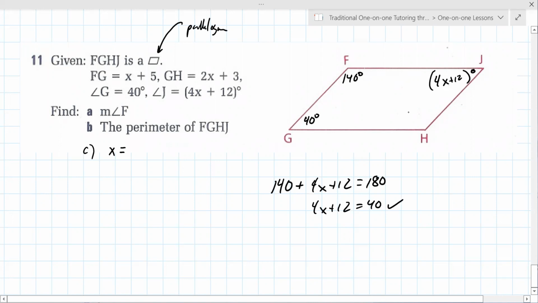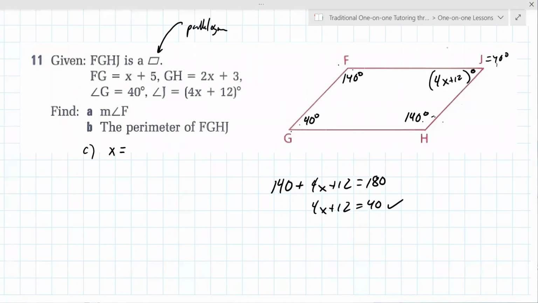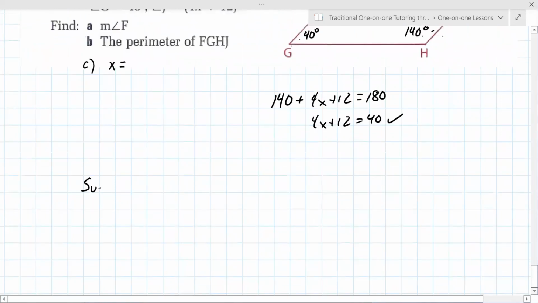Very good. Now I'm going to write in some of the other angles here. Angle J is 40. What do all four angles add up to in a triangle? Or I'm sorry, in a quadrilateral? 360. Now, do you remember the formula to find the sum of the interior angles? N minus 2 times 180. Yes.